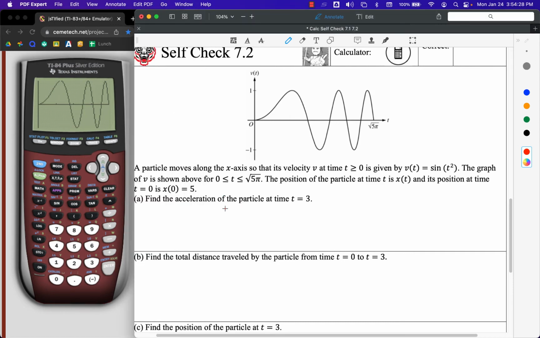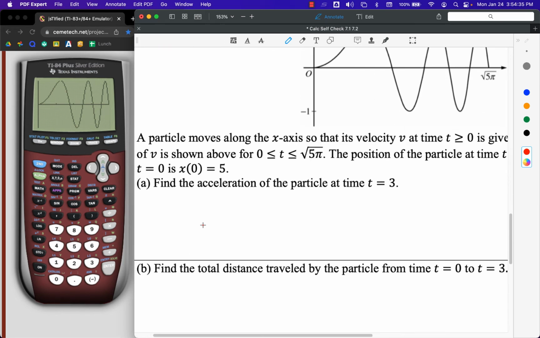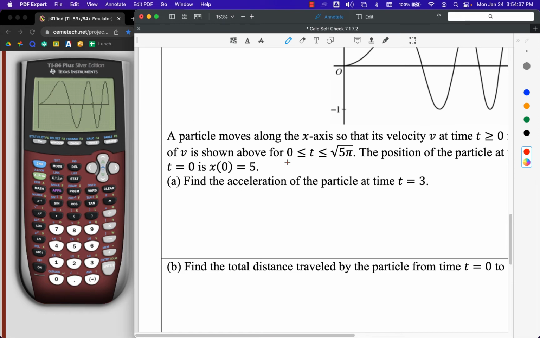Find the acceleration of the particle at time t equals 3. Well, one thing that's nice to know is that the derivative of velocity is acceleration. So I'm just going to go general, not at any time, but in general, if I'm looking for A of t, A of t is equal to the derivative of velocity. So I'll say d, not dx, but d dt in this case, d dt of v of t.